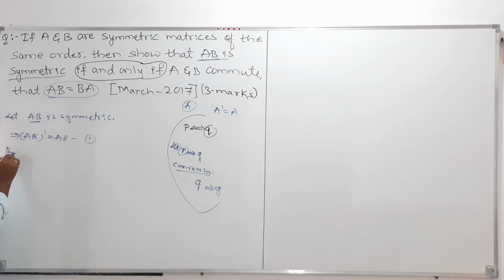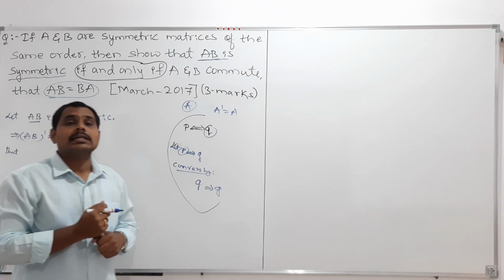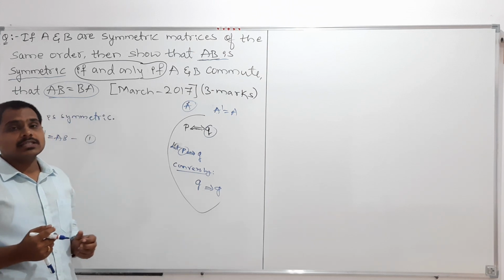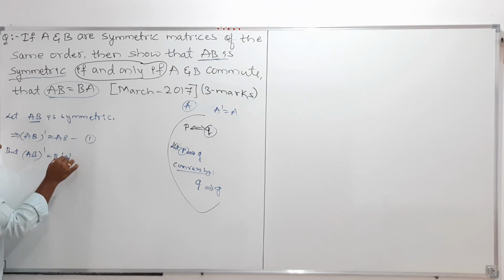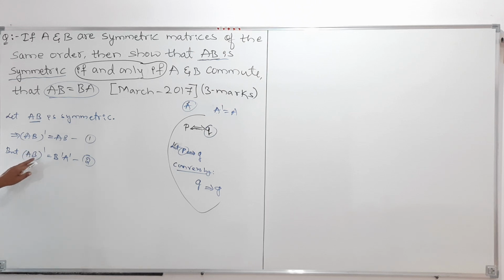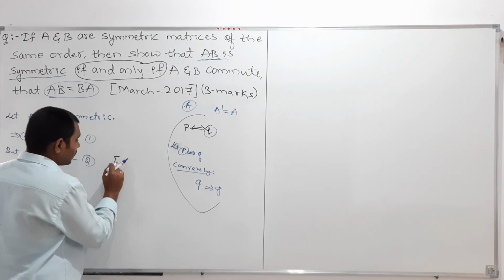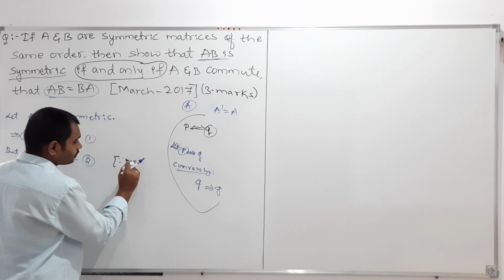But what we know, by the properties, after the definition of the transpose of a matrix, in the previous videos I discussed the property. What is that? AB whole transpose can be written as B transpose into A transpose. Call this result 2. This is by the property of the transpose of a matrix. Clear?